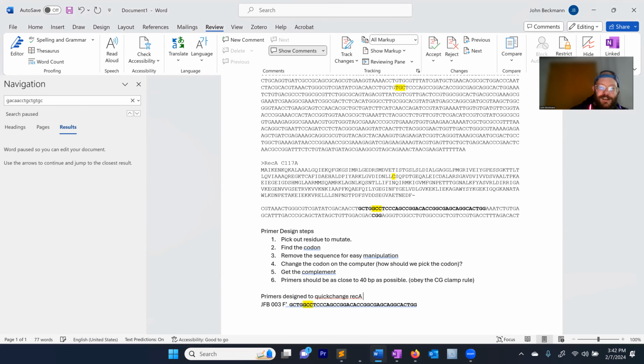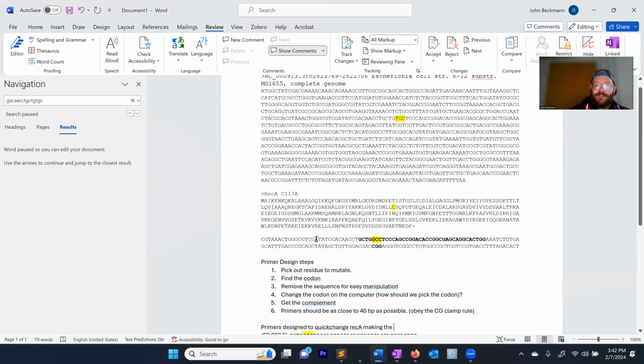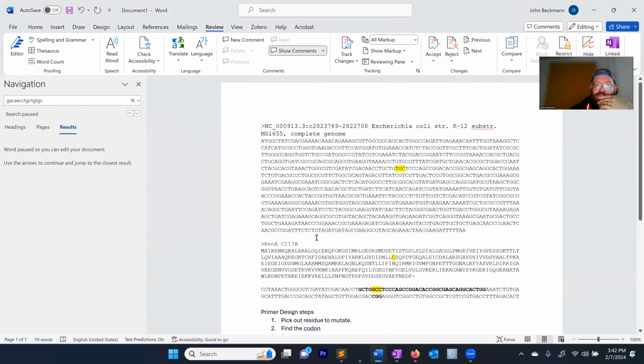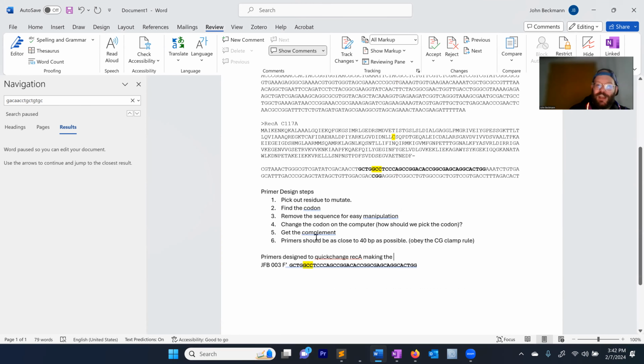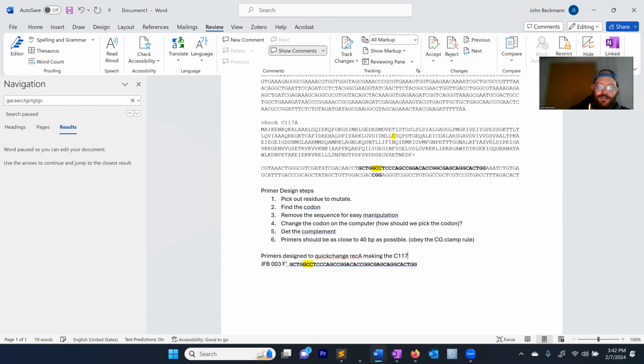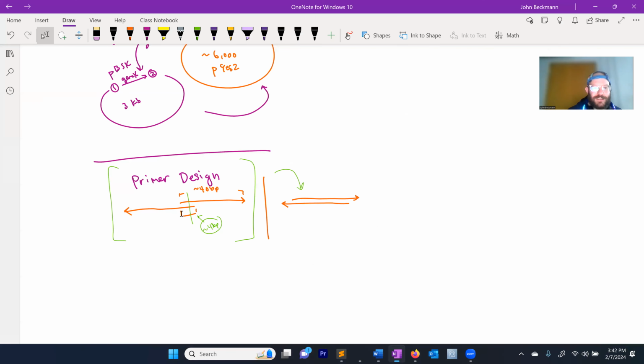RecA, making the, what was the mutation? C117A mutant. Okay, so there's the forward. Now let's do the reverse. So the reverse on this side, you want 4 base pairs overhanging. Remember to create that little overhang.